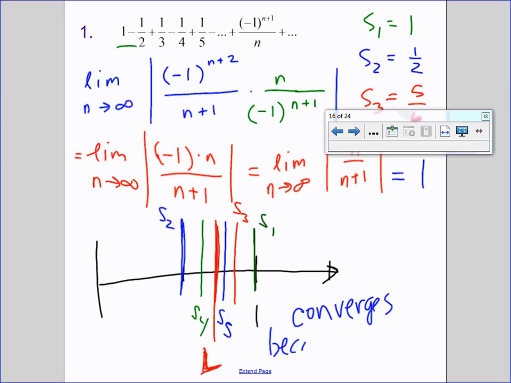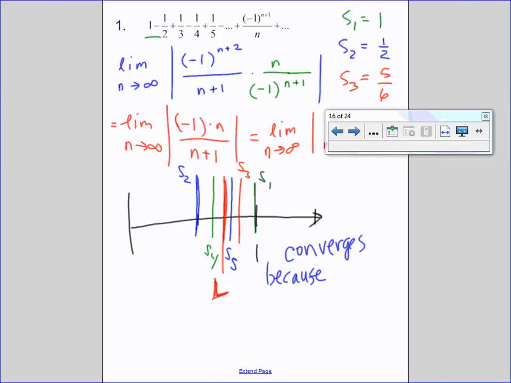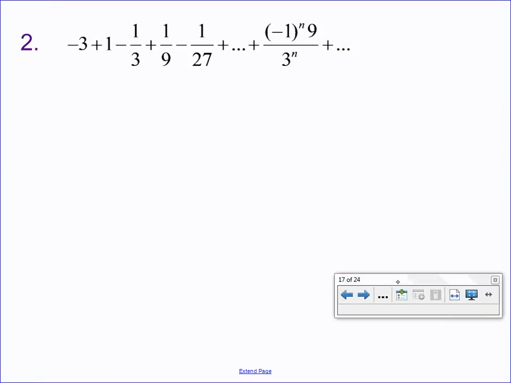If we wanted to provide a rationale for that, it's a lot shorter than our lengthy discussion of the graph: the limit of the partial sums exists, is finite, and therefore the series converges. That's pretty awesome. Okay. All right, let's take a look at number 2.